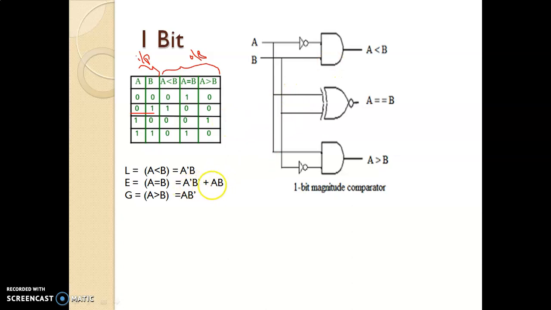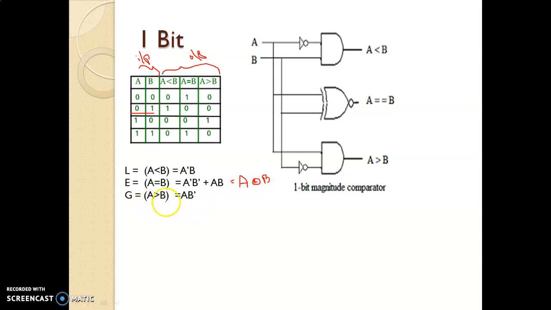A bar B bar plus AB is nothing but A XNOR B, isn't it? A bar B bar plus AB is actually A XNOR B. That is why this A and B is taken and given as the input to an XNOR, so that you will get A equal to B. This is the A equal to B output, and this is A XNOR B.